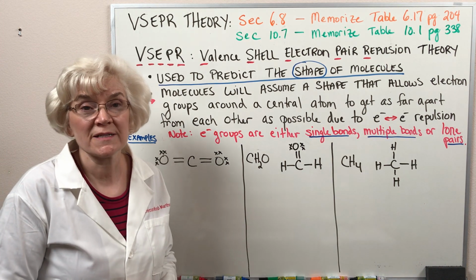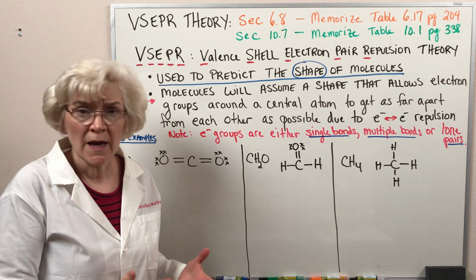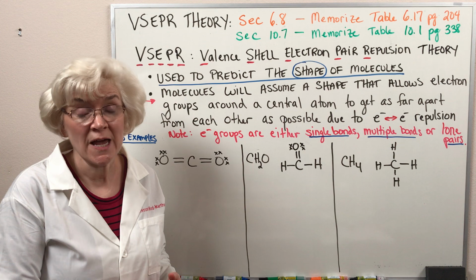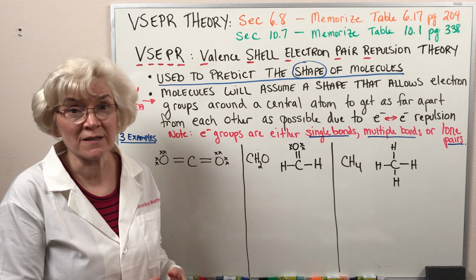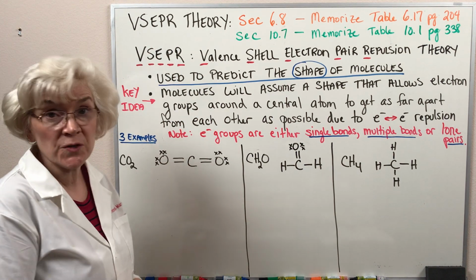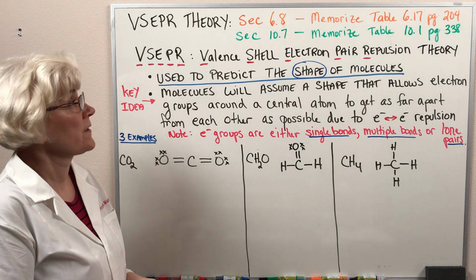To this point in our discussion, we have been drawing Lewis structures for molecules without really stopping to consider what actual shape these molecules have. And it's time now to turn our attention to that question. The model that predicts the shape that molecules will assume is called the VSEPR theory.